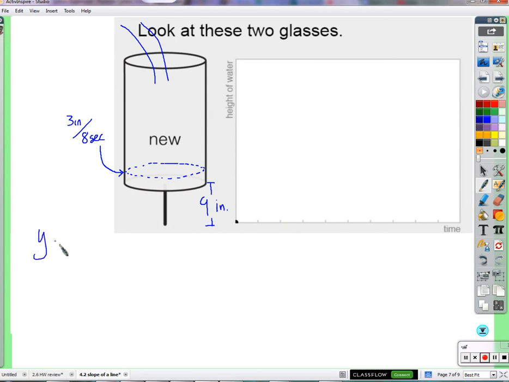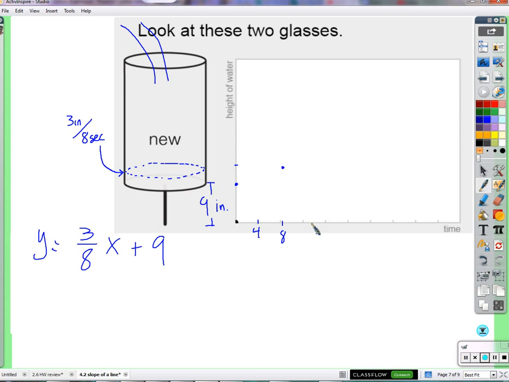It's going to be y equals the rate of change times x plus 9. You can think of 9 as the starting point, it starts out at 9. And every how many seconds? Every 8 seconds, what happens? 3 inches up. So 8 seconds go by, let's call this 8 seconds. 8 seconds go by, we go up another 3 inches, that'd be right about there.